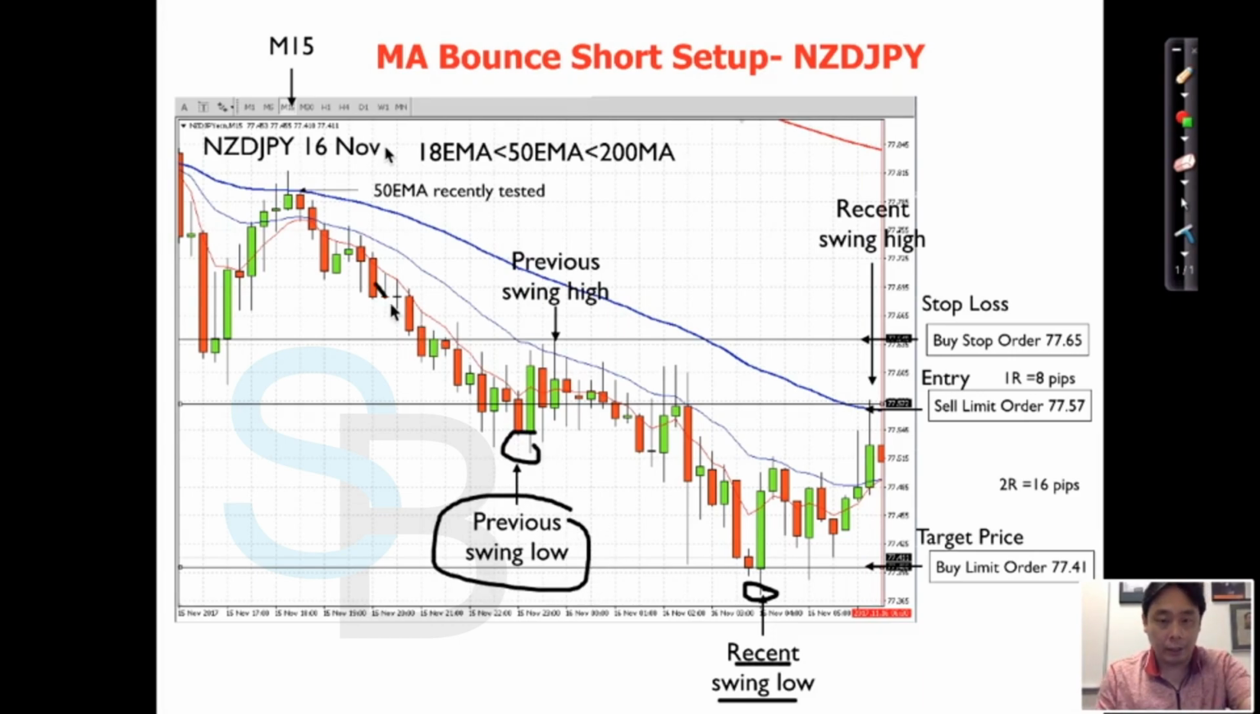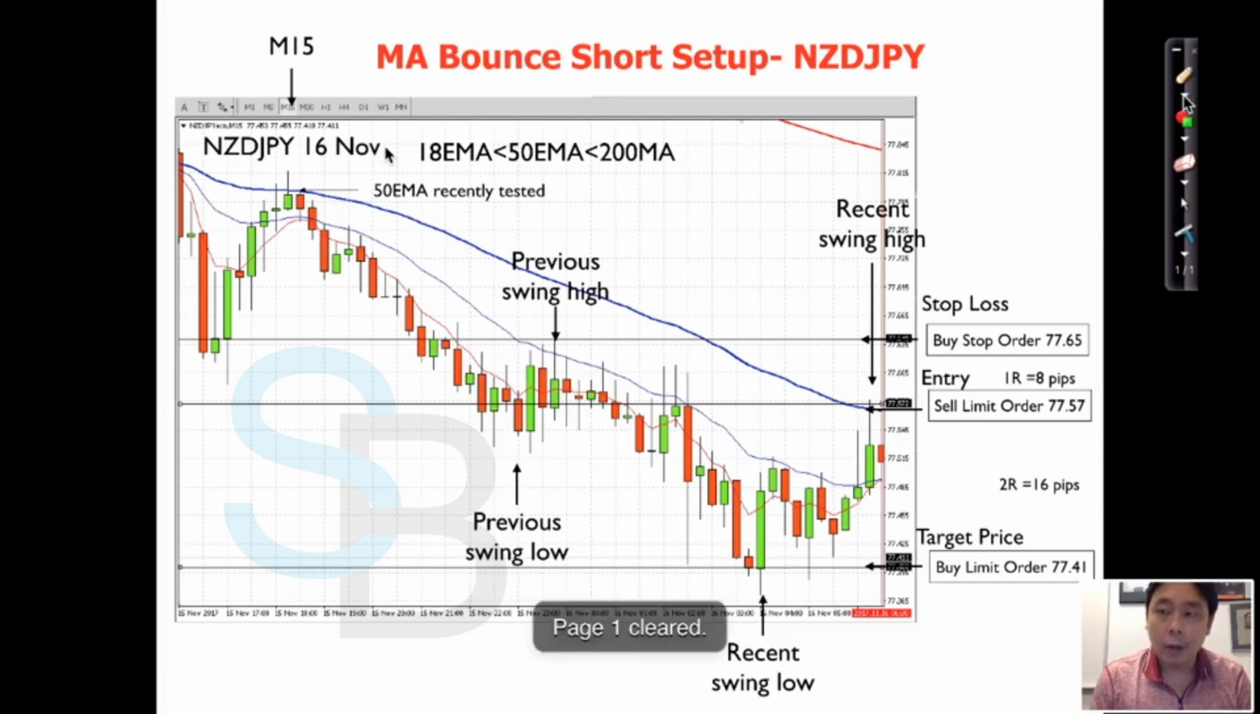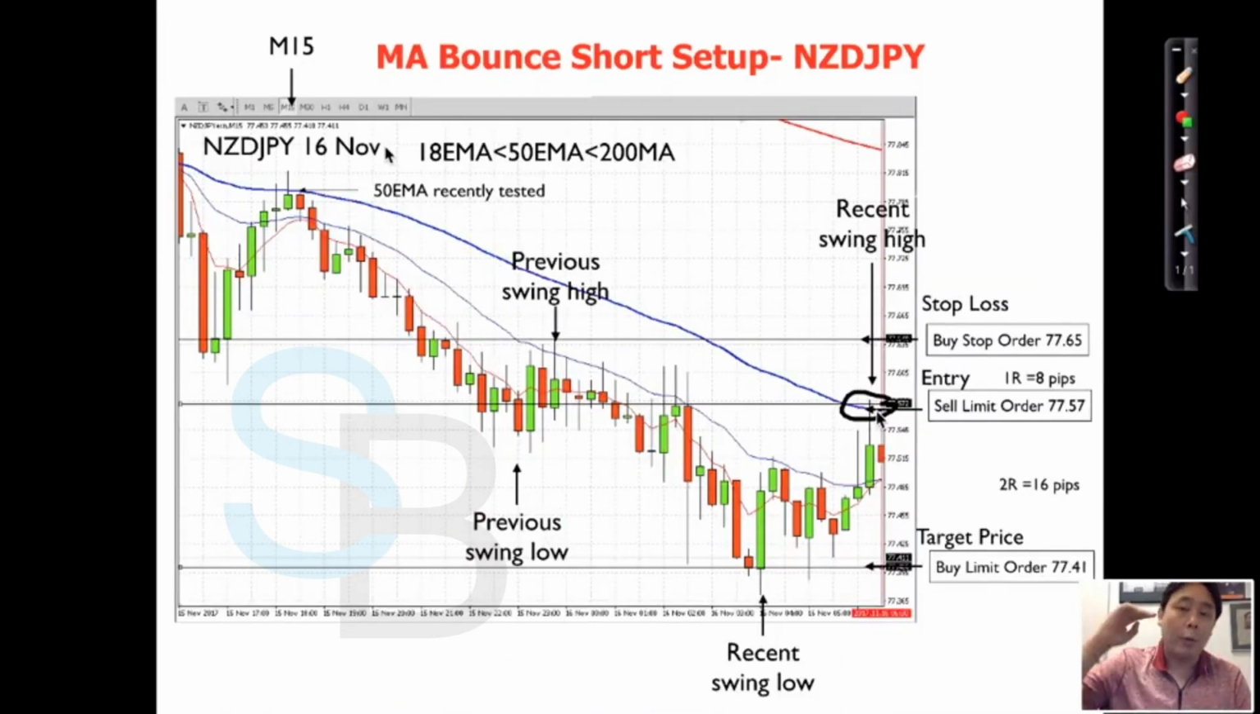As you can see, it's like that, up, like that, up, right? So swing low, swing low. The recent swing low is lower than the previous swing low, so it is a valid setup. Next, where is the recent swing high? It is here, right at the 50 moving average, where we intend to enter our order.